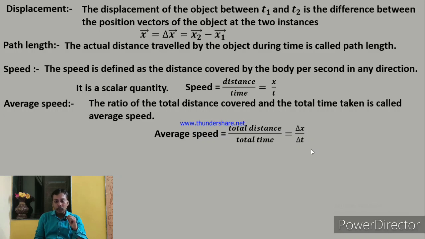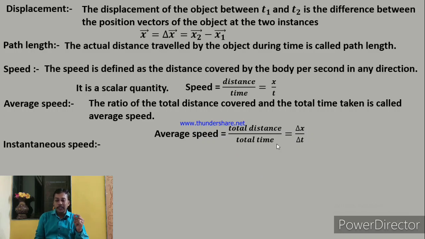This is the speed in only one condition, but this is the total distance, how much distance that particle covered, and how many times the speed changed. So if we take the ratio of total distance and total time, then we can calculate the average speed.